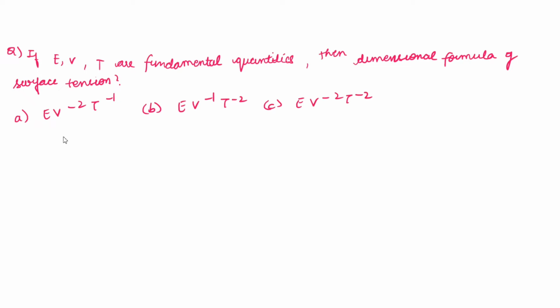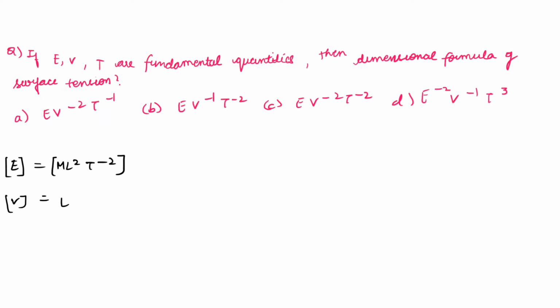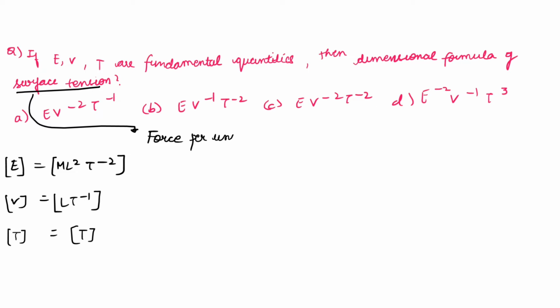Surface tension is nothing but force per unit length, as you will learn in the chapter of fluids. So force is M L T power minus 2, divided by length L. So you get the dimensional formula of surface tension as M T power minus 2. Now you have to simply find the values of x, y and z by equating the powers on the left hand side and right hand side.